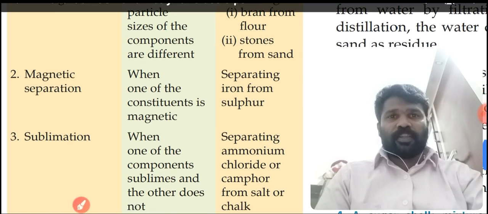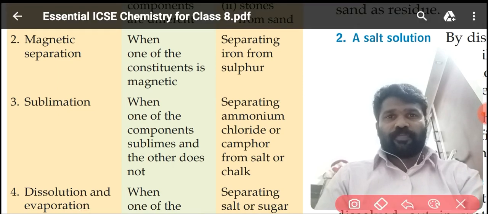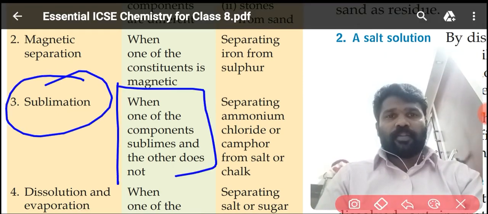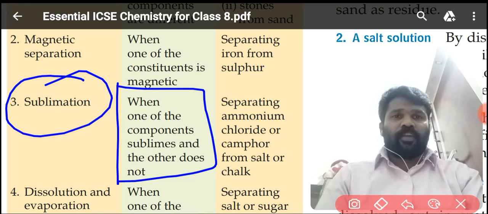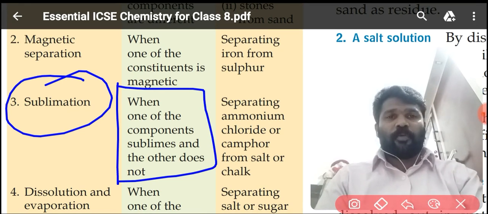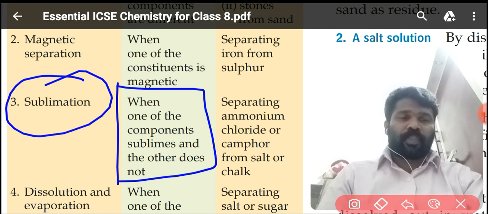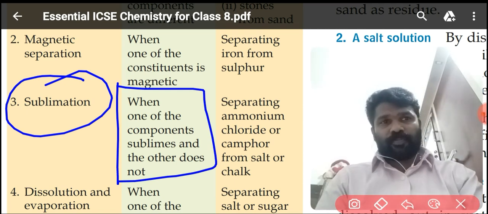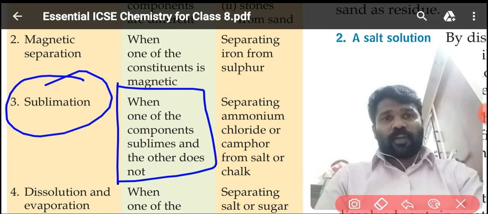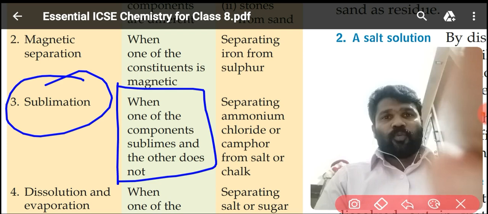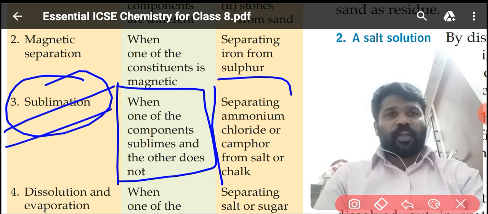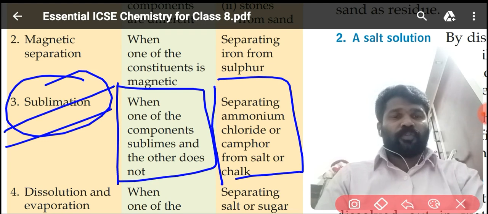Third method is sublimation. Sublimation is applicable when one of the components sublimes and the other does not. When one of the components sublimates, then we can use the method sublimation. Example, separating ammonium chloride or camphor from salt or chalk.